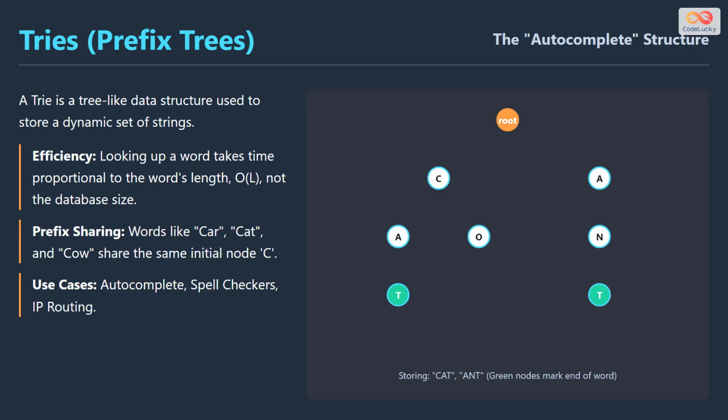Let's start with tries, also known as prefix trees. Imagine a data structure designed specifically for dictionaries or autocomplete systems. Instead of storing words as a list, we store them as a tree where each node is a character. The path from the root to a node spells out a prefix. This allows us to find if a word exists or find all words starting with CA instantly without looking at unrelated words.